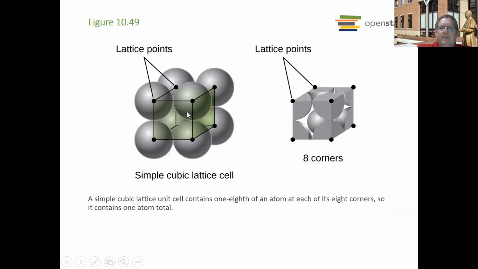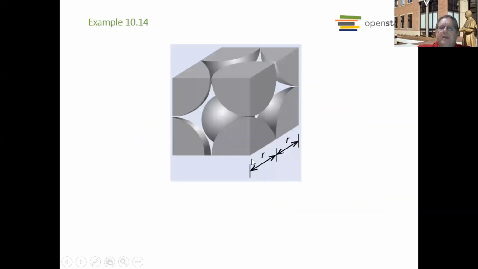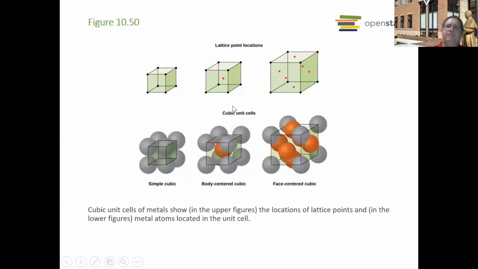So the lattice points of a simple cubic, again, 8 corners, and the edge of a unit cell is 2 times the radius, or the diameter. So we can find out something about the size of the atom from this, or we can find densities, quite a number of different things. You might find interesting problems on these.